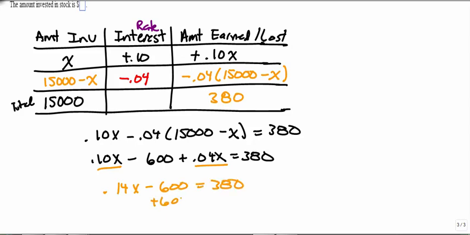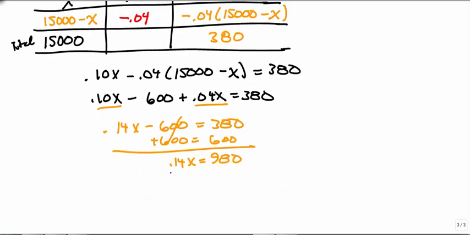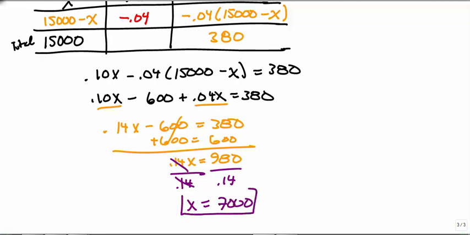Add the 600 to both sides. And I have 0.14x equals 980. This looks familiar to a problem we just did. So we divide both sides through by 0.14. Now remember, 980 from above was divisible by 7, and it went an even amount of times, so I think it's also divisible by 14, but we need to divide by 0.14, and I get 7,000 here. Well, I know that my other account has to be then 8,000, because they have to add up to 15,000. So what was the X?